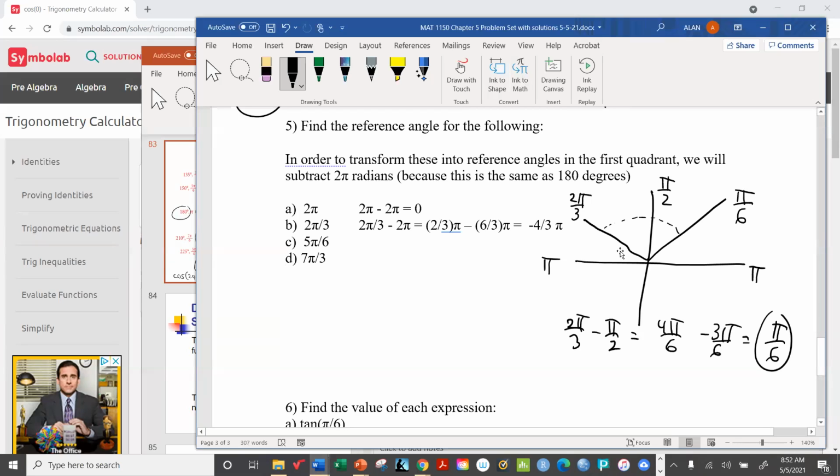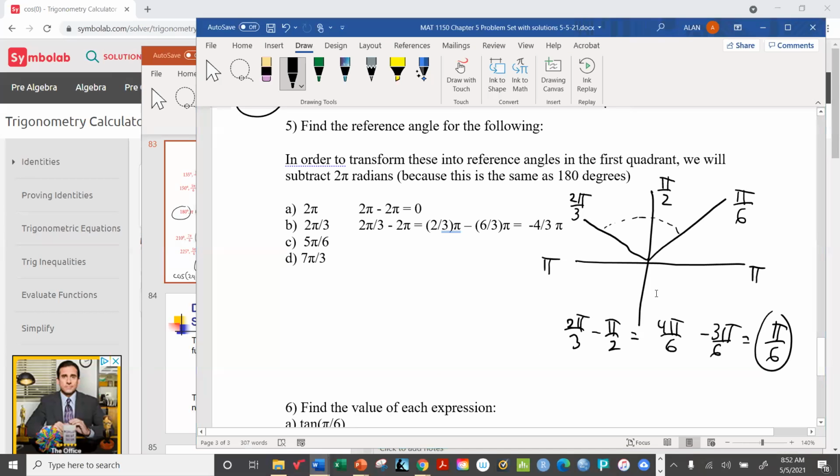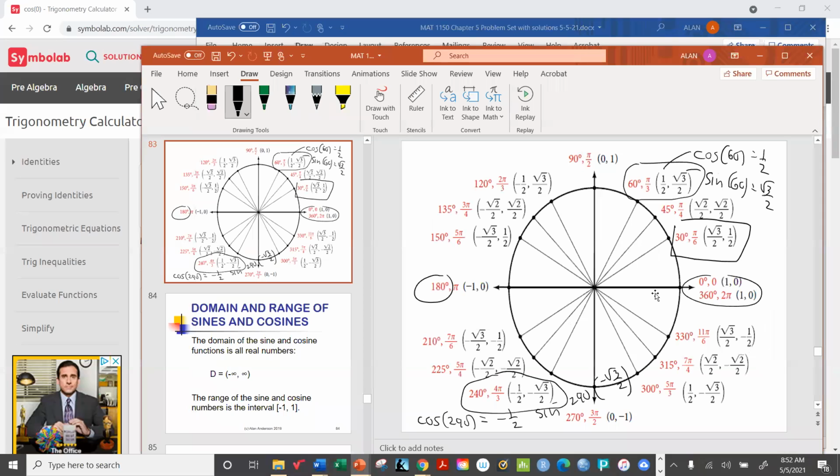All right, so we can go to our unit circle now and see if this is true. So in other words, we're saying that these two are reference angles, pi over 6 and 2/3 pi. No, see, that's not working either, because they have to have, no, that can't be right either.